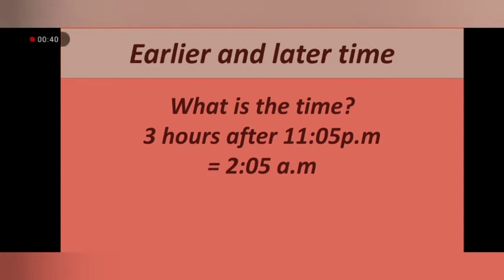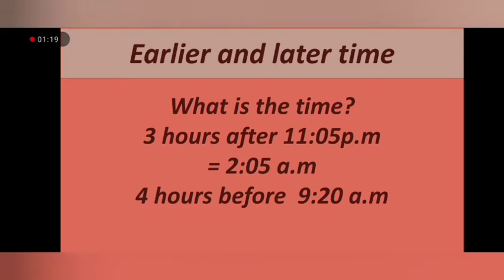2:05. Now we have AM. Why do we have AM? Because after 12, AM is converted into PM or PM is converted into AM. So when we add 3 to 11, we get 2. It means 11, 12, 1 and 2. So we move after 12, then the time changes from PM to AM.